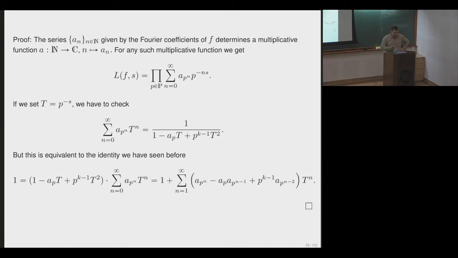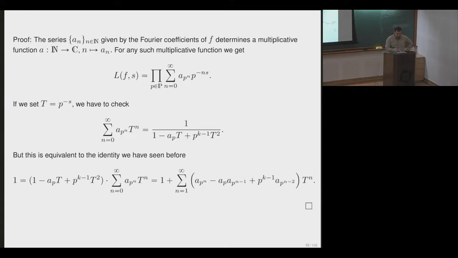So the first is just general nonsense. You start with multiplicative functions, and for any multiplicative function, you have a splitting of the Dirichlet L series into a product over primes, with the coefficients corresponding to prime powers. So this is general nonsense. But the important thing is that this quantity here is in fact a rational function.